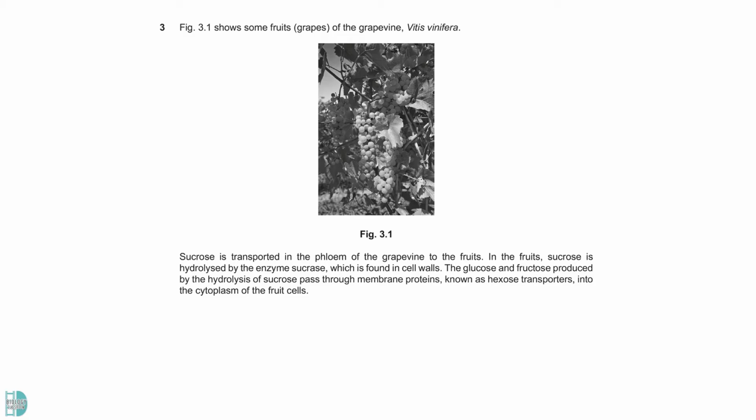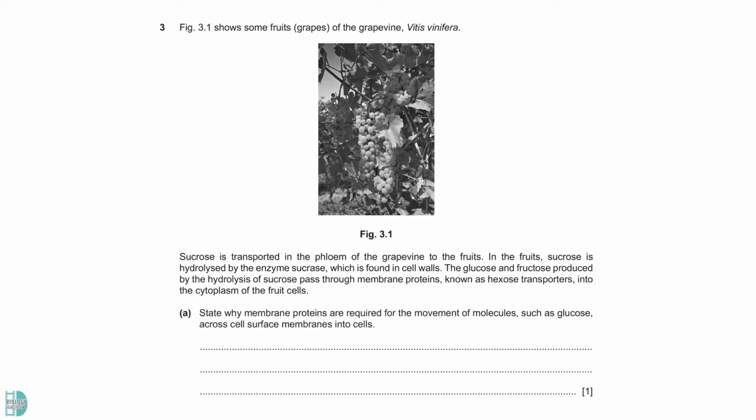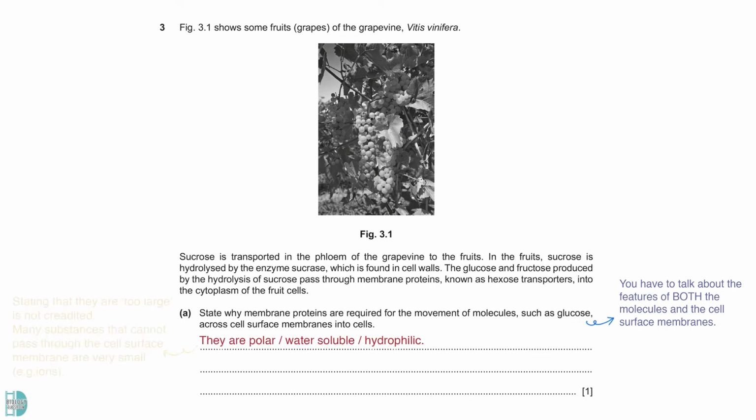Question 3 talks about membrane proteins called hexose transporters, which can be found on the cell surface membrane of grape cells. A wants you to state why membrane proteins are required for the movement of molecules, such as glucose, across cell surface membranes into cells. In this kind of question, you have to talk about the features of both the molecules and the cell surface membranes. These molecules are polar, water-soluble, and hydrophilic. Saying that they are too large will not get you the mark.